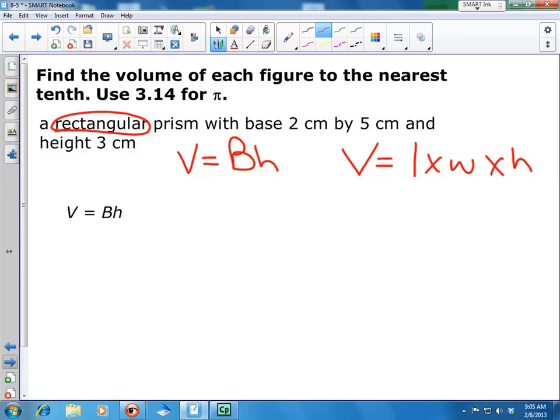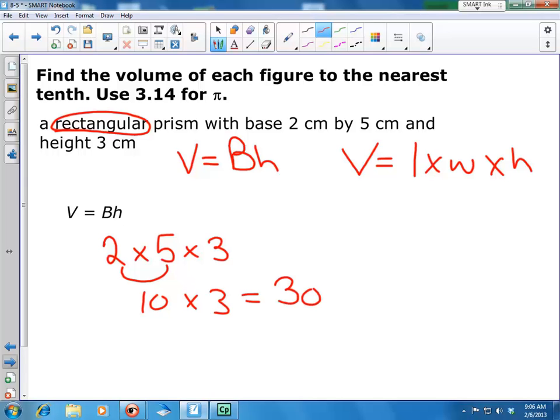It could be either one of those, actually. We could call it 2. What is our width? 5. What is our height? Okay, so 2 times 5 is 10, times 3 gives us 30. So we know the volume of this rectangular prism is going to be 30. In fact, it's going to be 30 cubic units.